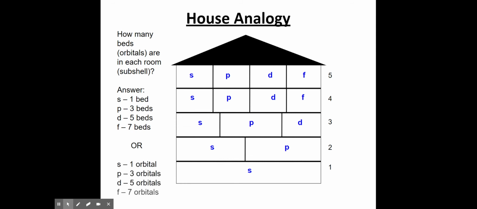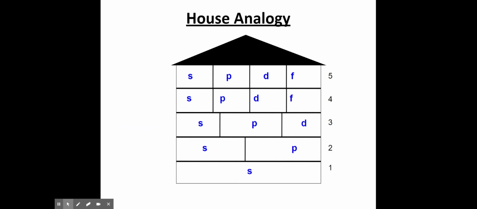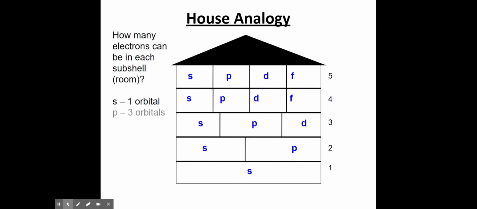And the beds are an analogy to an orbital. And since each bed can house 2 guests, each orbital can house 2 electrons, which is the answer to this question. How many electrons can you fit into the S orbital? 2. In P, 2 times 3 is 6. In D, 5 times 2 is 10. In F, 7 times 2 is 14.